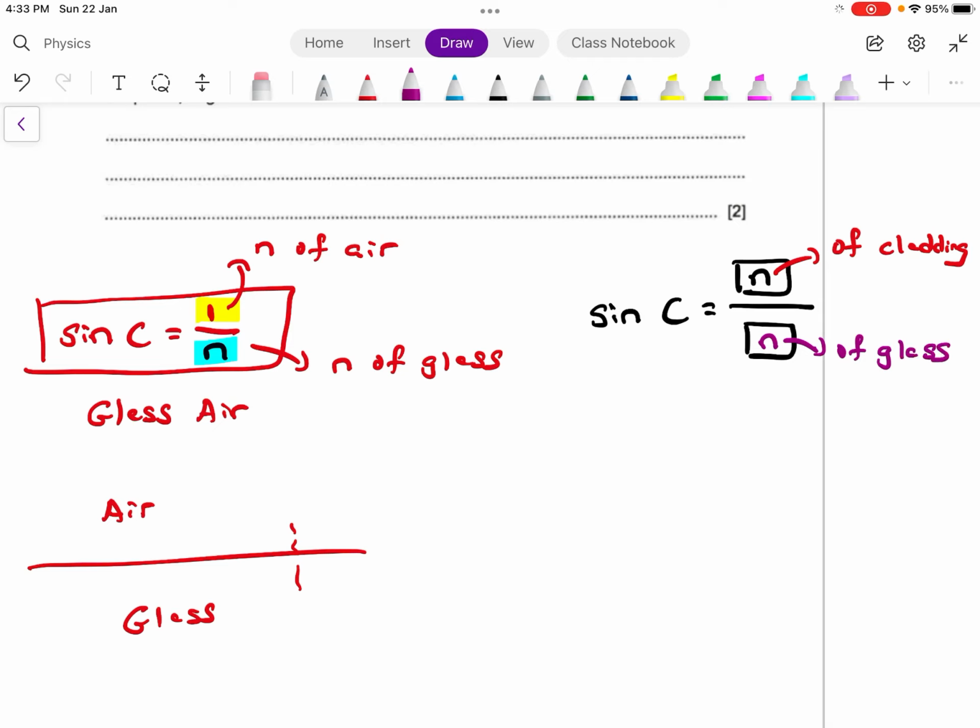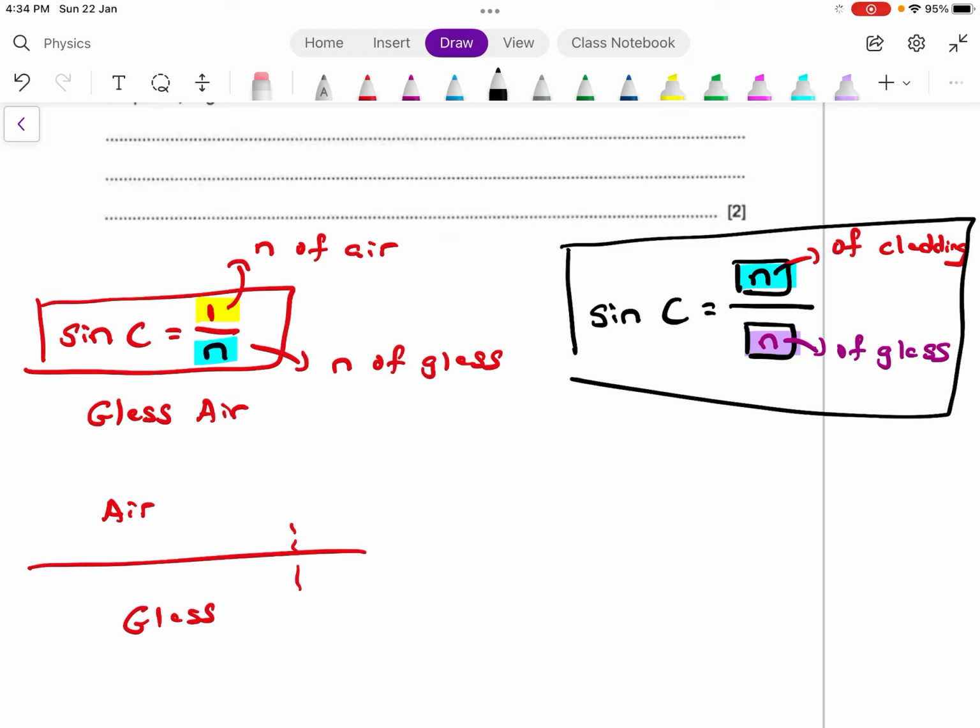As a rule of thumb, this is derived from Snell's law, but if you don't understand Snell's law, never mind. Always remember, the top will be the less dense medium and the bottom will be the more dense medium. It's always the case. So sin C equals the refractive index of the less dense medium over the refractive index of the more dense medium. So here, sin C equals the refractive index of cladding divided by the refractive index of glass.